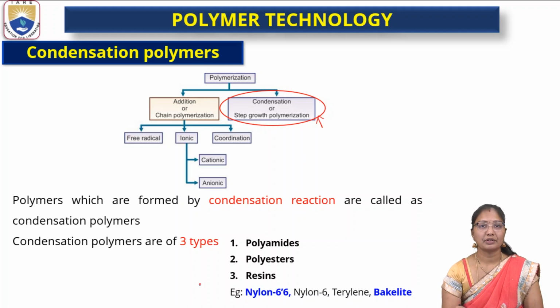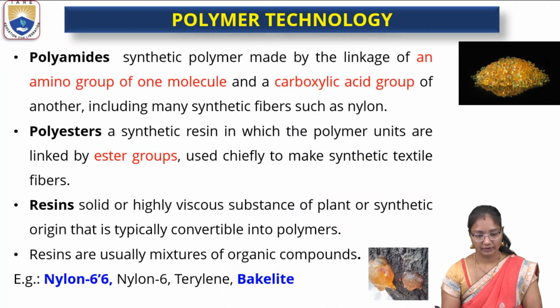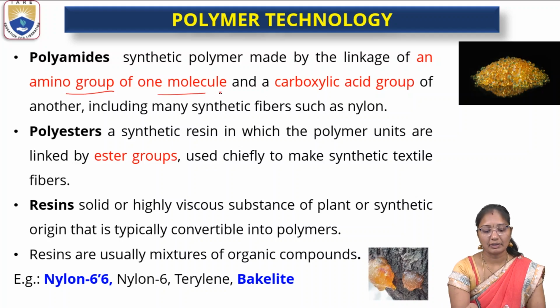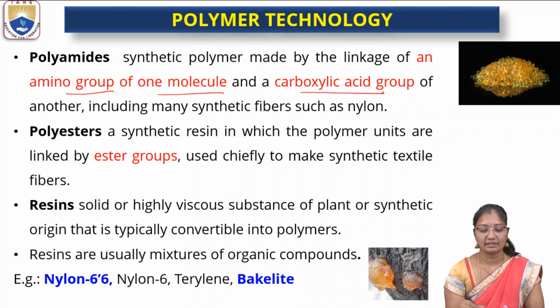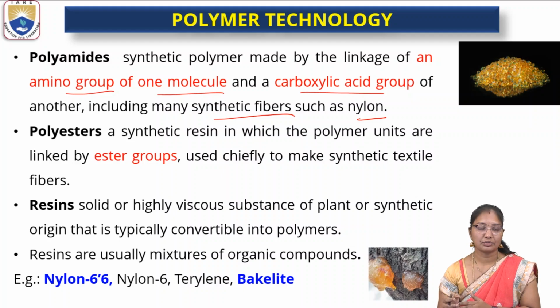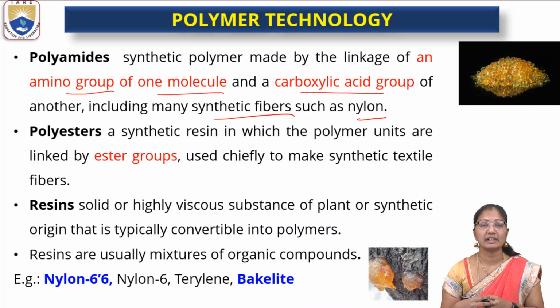There are three types: polyamides, polyesters and resins, with examples such as nylon 66, nylon 6, terylene and bakelite. Polyamides are synthetic polymers made by the linkage of an amino group of one monomer and a carboxylic acid group of another monomer, including many synthetic fibers such as nylon. The monomers are attached and form a linkage, giving polyamides.